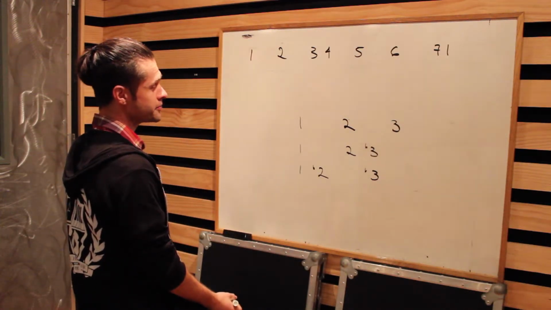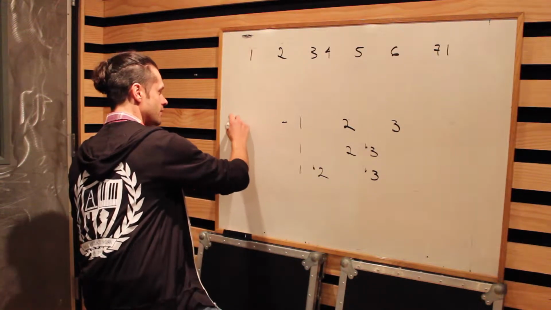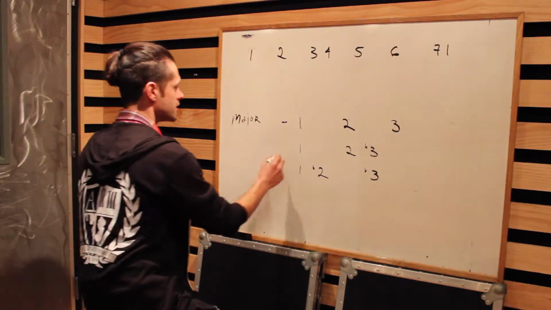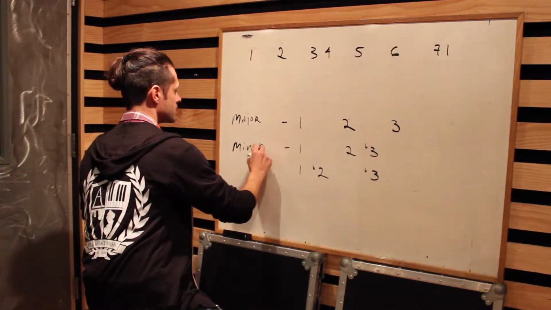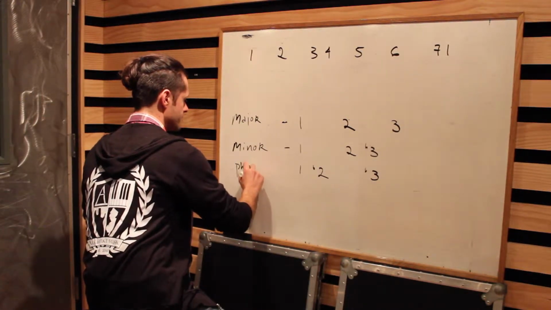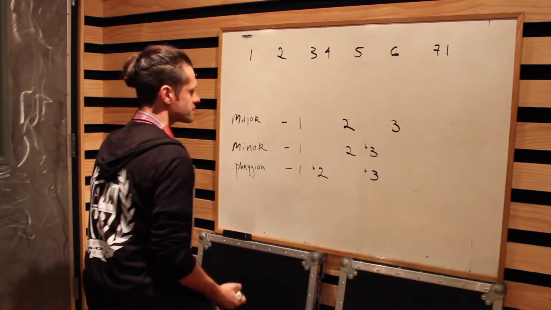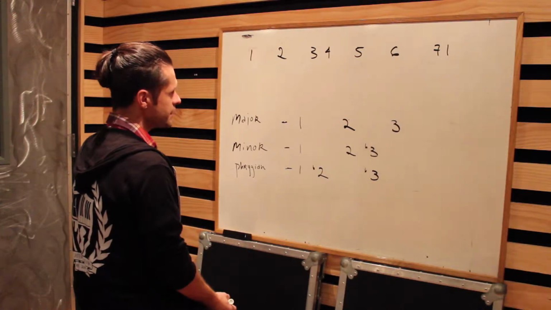Alright, so if you just watched that last video, you might be aware that this one I like to call major. This one over here I like to call minor. And then this one I like to call Phrygian, which is a borrowed term. I didn't make that up. There we have it. Those are the 3 different ways to play 3 notes.